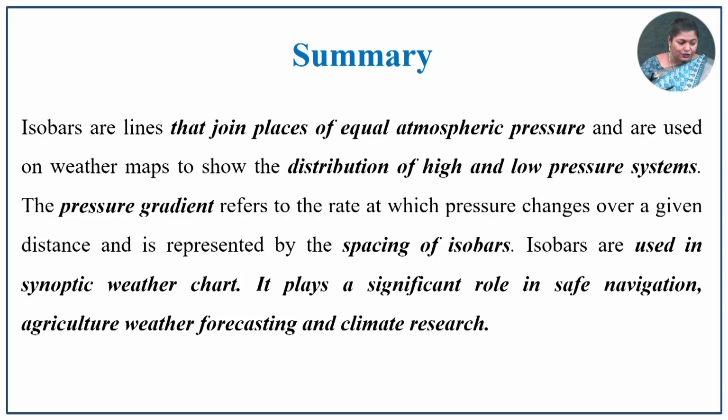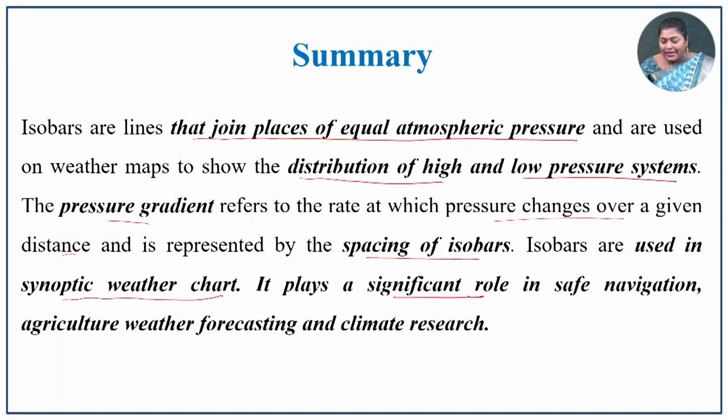To summarize the entire lecture, isobars are lines that join places of equal atmospheric pressure and are used on weather maps to show the distribution of high and low pressure systems. Pressure gradient refers to the rate at which pressure changes over a given distance, and it is represented by the spacing of isobars. Isobars are used in the synoptic weather chart. They play a significant role in safe navigation, agricultural weather forecasting and climate research. Hope you understand the concept.